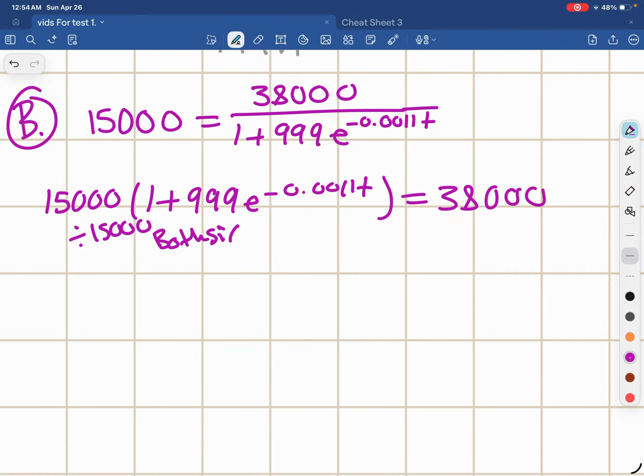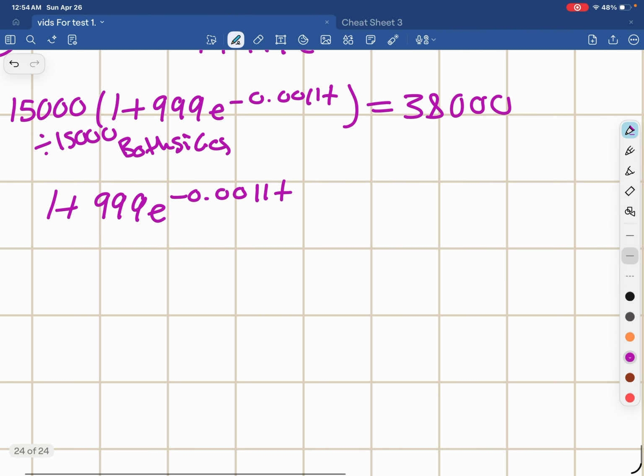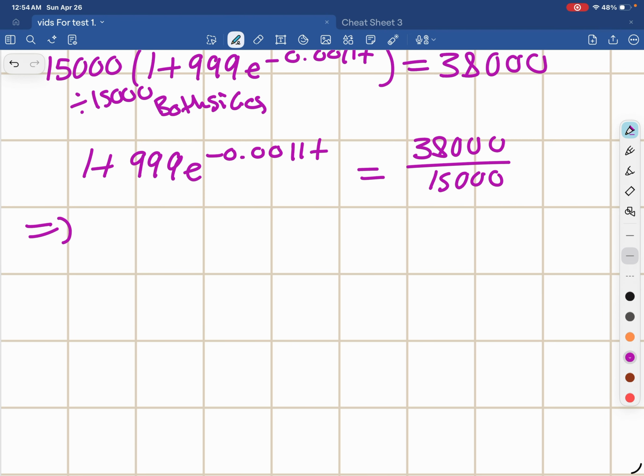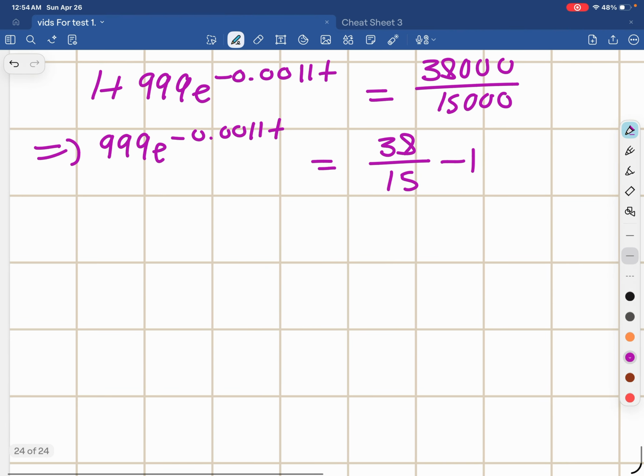Both sides. And we should get 1 plus 999 e raised to 0.0011 t is going to be equal to 38,000 over 1,500. We'll simplify that as well. We'll have to subtract 1 on the side as well, so we'll do that at the same time. So we have 999 e raised to 0.0011 t is going to be equal to 38 over 15 minus 1.